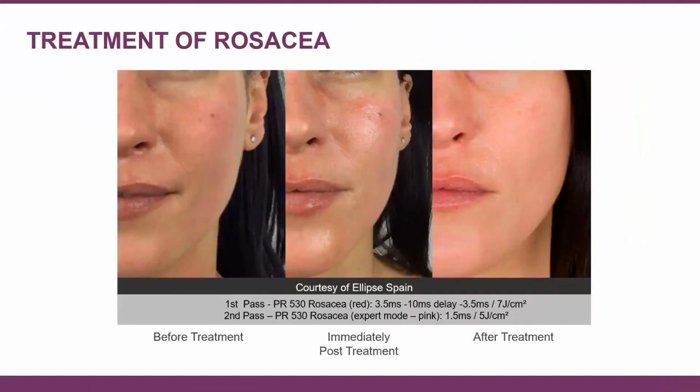Now we've got some rosacea images. And you can see using slightly different energies and doing 1 or 2 passes can give us really good results. So you see here we started with quite a long pulse, so 3.5 milliseconds with a delay, and then another 3.5 millisecond pulse, and then a second pass with a 1.5 millisecond. And very nice clearance.